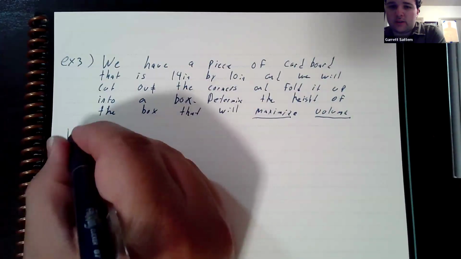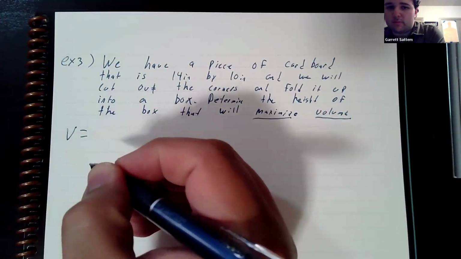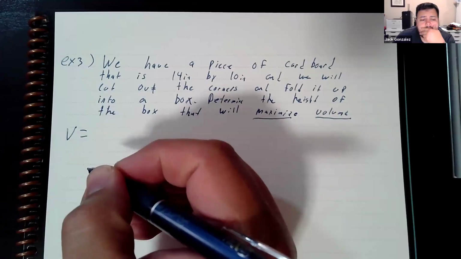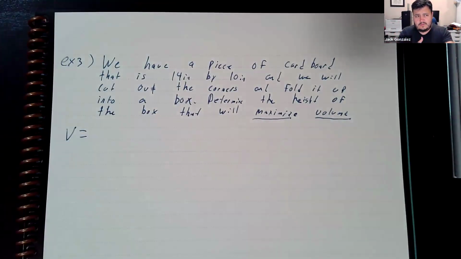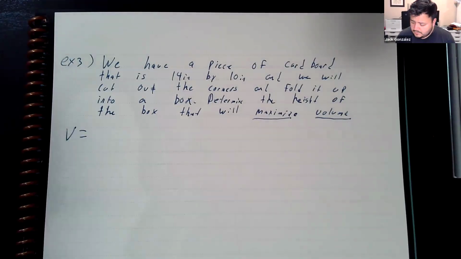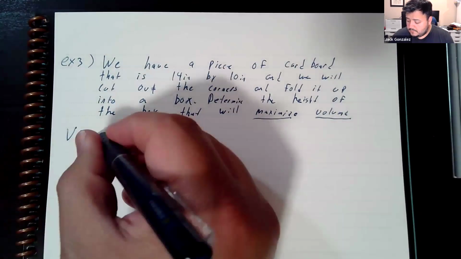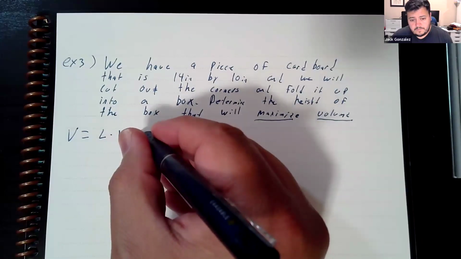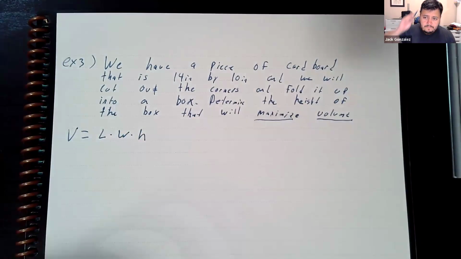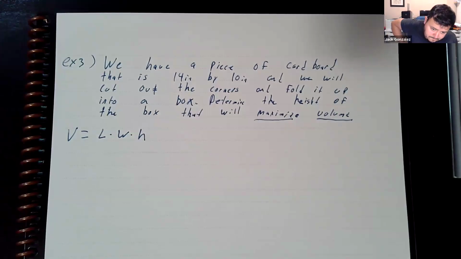Length times width times height. Yeah, I guess it would be a cube, right? Because it'd be a box. So I guess technically a rectangular prism, which a cube is technically a subset of, right? So length times width times height, correct? Define volume. Yes.